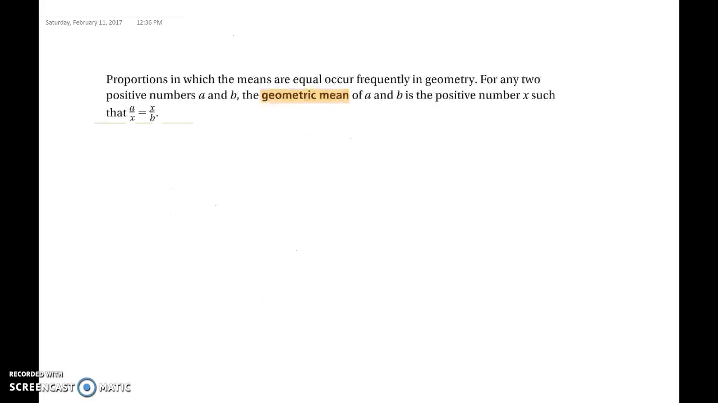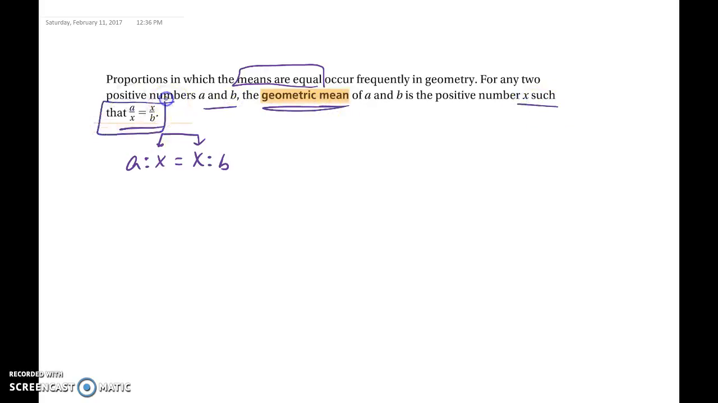So the first thing is proportions in which the means are equal. They occur pretty frequently in geometry. And remember, the means, if we wrote this out, it will be A to X is equal to X to B. Our means are the two inside numbers, and when they're equal, it occurs pretty frequently. So for any two positive numbers A and B, the geometric mean of A and B is a positive number X, such that A over X is equal to X over B. So it's telling us that our means are equal.